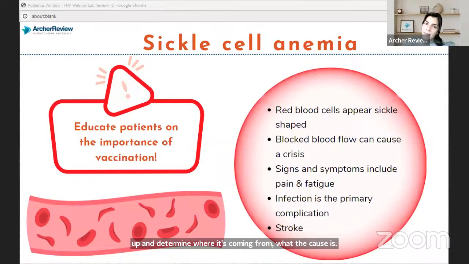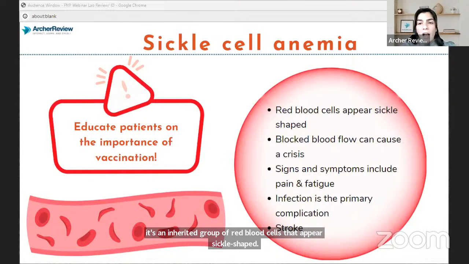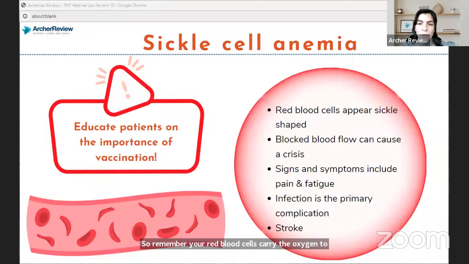Okay, so sickle cell anemia, you might see this in your patients. This is pretty common among a certain race and ethnicity. But basically, sickle cell trait, it's an inherited group of red blood cells that appear sickle-shaped. So remember, your red blood cells carry the oxygen to all parts of the body. A normal red blood cell is round and flexible, so it can move easily through the blood vessels. In a sickle cell patient, their red blood cells have become rigid and sticky, so it can reduce or block the blood flow. And that blocked blood flow is what causes or could cause the crisis.